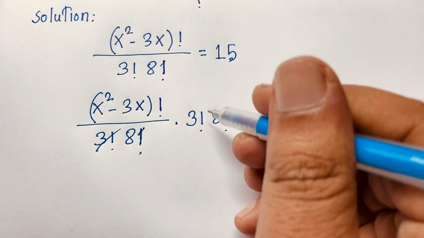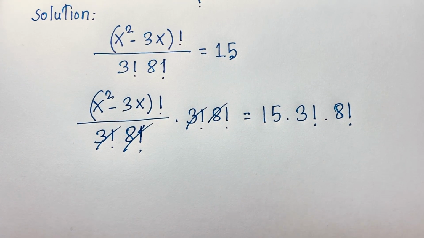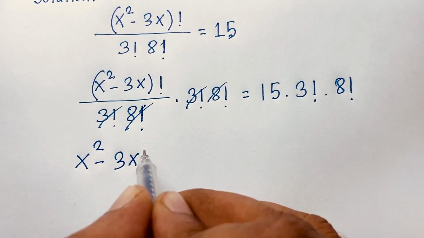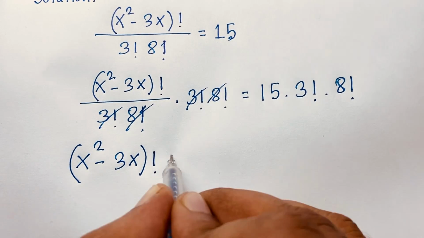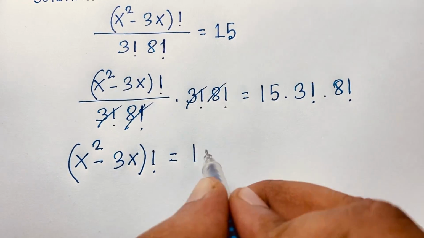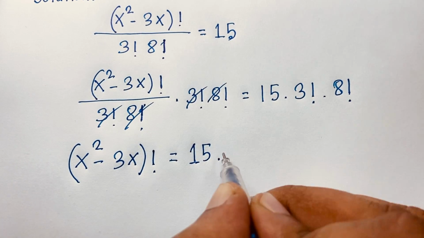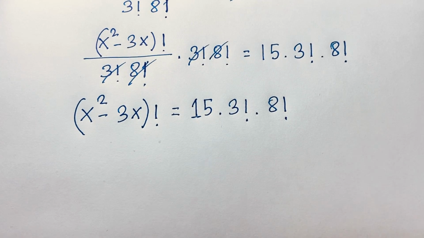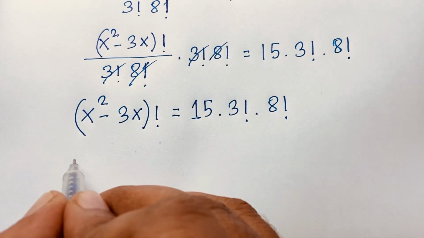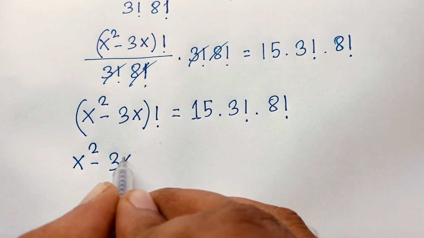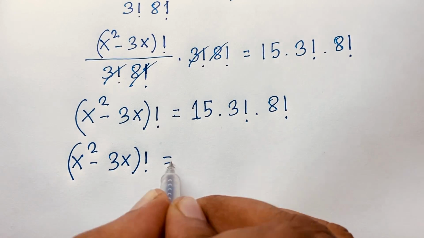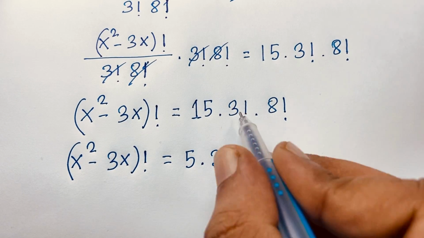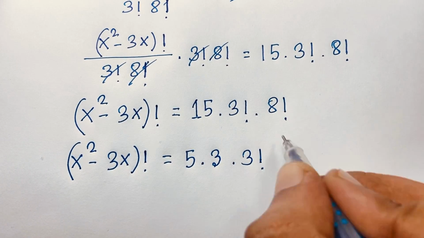Now at this moment you can see this cancels out, this cancels out. We'll find (x² - 3x)! is equal to 15 times 3! times 8!. Now if I evaluate this, (x² - 3x)! is equal to 15, which is 5 times 3, times 3! and 8!.